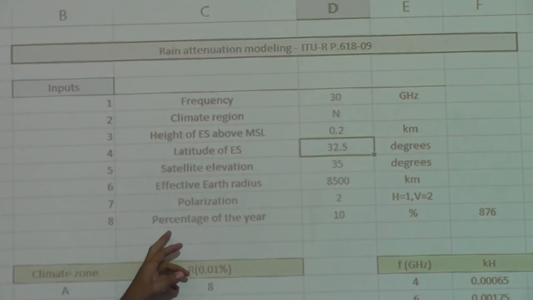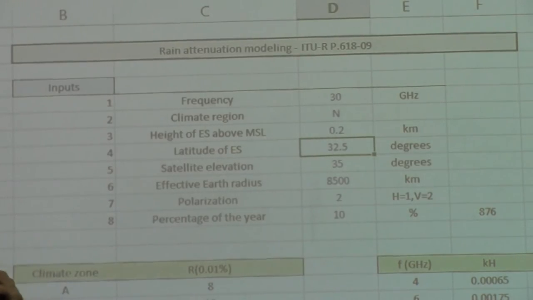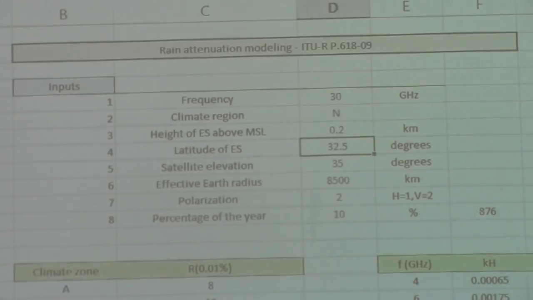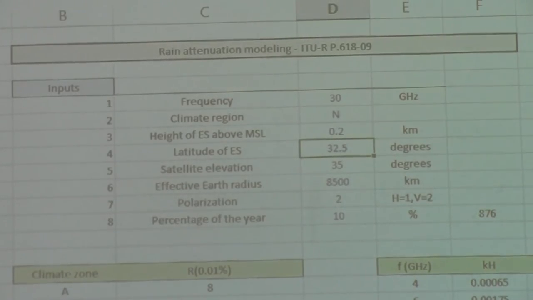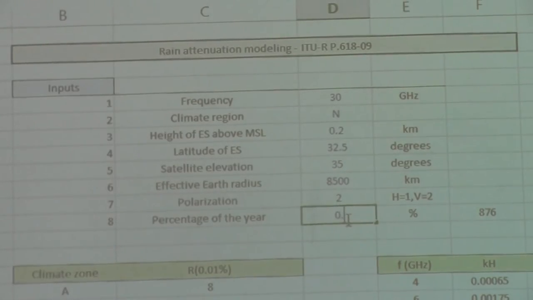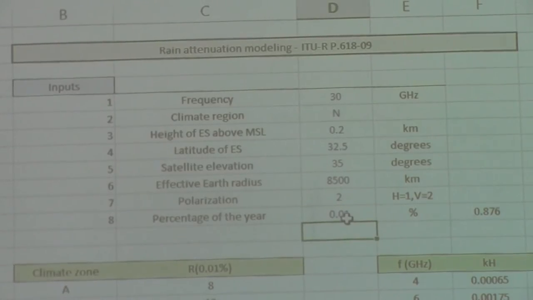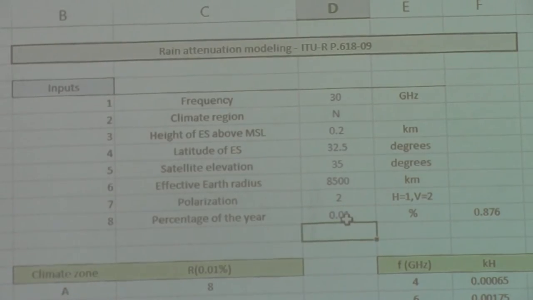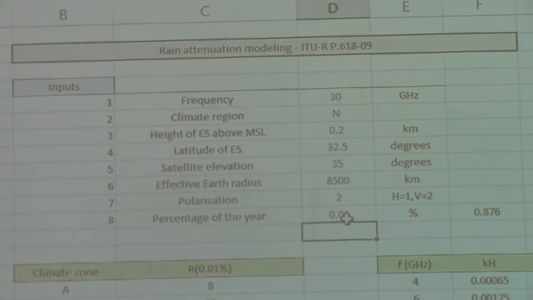And then what is the percentage of the year that you're shooting for? Here I have a relatively large threshold, I guess I would describe it. So let's look for, well, let's say 0.01%. So 0.1% is approximately a little bit less than 1 hour a year. That means that this link is going to be in outage approximately 1 hour in an average year. So these are your inputs.